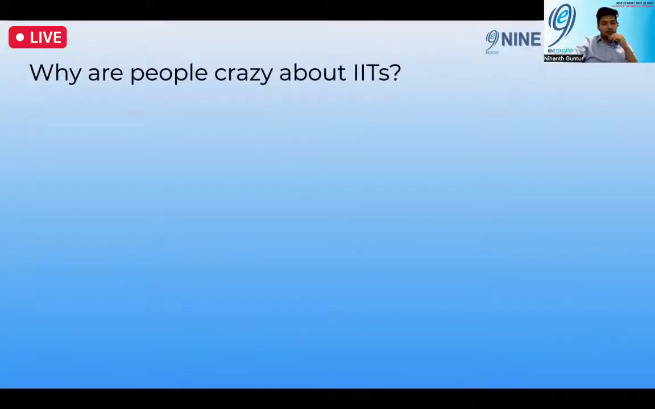So now let's focus on why people are so crazy about IITs. We have seen a lot of instances where you said, okay, Sharma ji ke bete ne IIT kar diya, this person's son has gone into IIT, this person's daughter has gone into IIT. So why such craze? Let's try to sum it up.